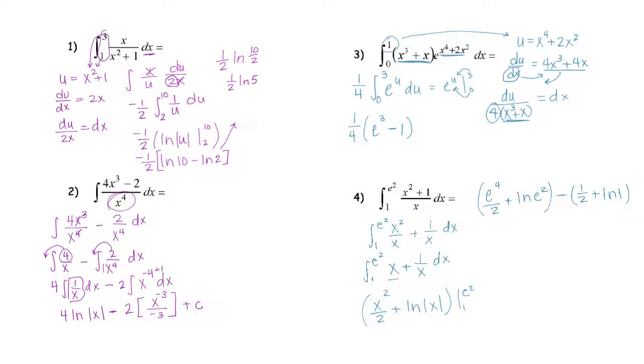So simplifying here, we have e to the 4th over 2 plus, here natural log of e all squared, it's just going to be 2, minus 1/2, and then the natural log of 1 is 0. And so finally, it looks like we can put these together, and we have e to the 4th over 2 plus 3/2.